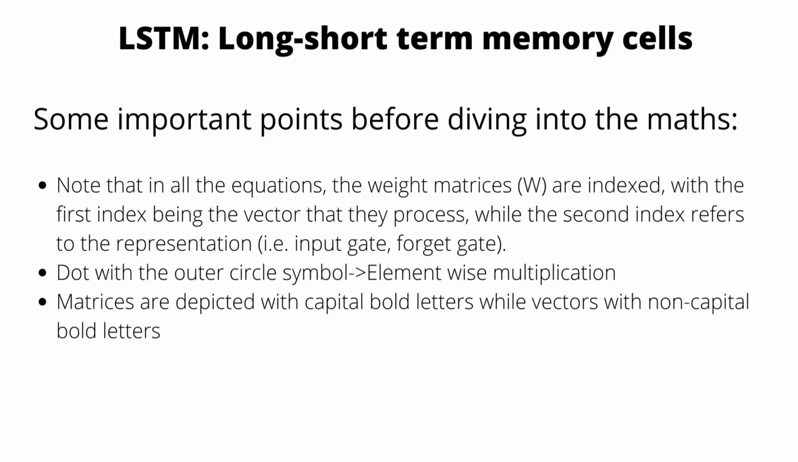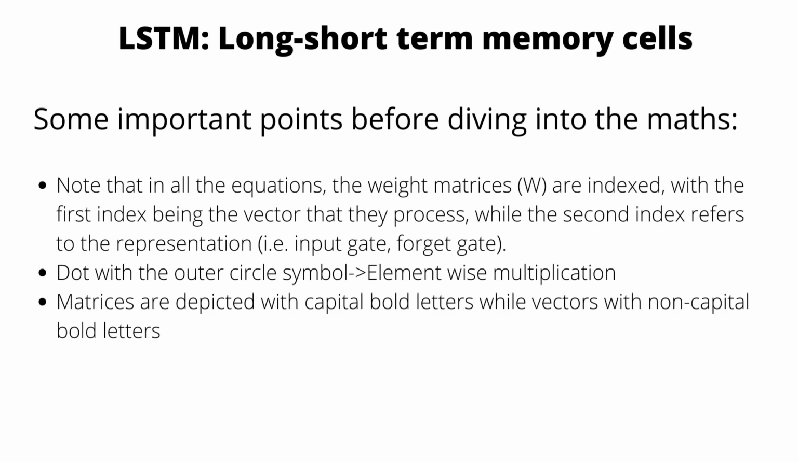Some important points before moving further into the maths: in all the equations that I'll be mentioning, the weight matrices are indexed. So you will see something like W_xi or W_xf. The first index is the vector that they are processing, while the second index refers to what you are turning it into after the processing, that is the input gate or the forget gate. If you are taking the input X and processing it and making it into I, then it is W_xi. You will understand it when you move further.